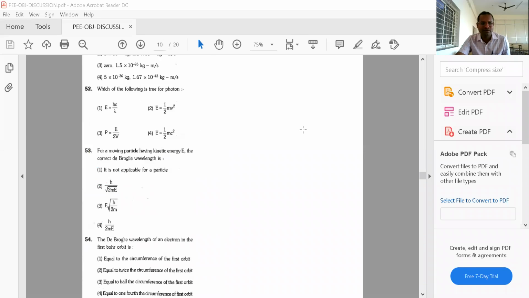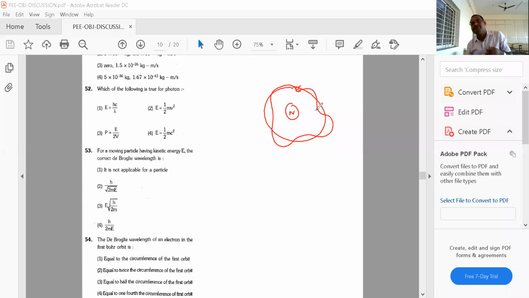Question number 54. They are given the de Broglie wavelength of electron in the first orbit. So we know that according to the de Broglie equation, when an electron is rotating around the nucleus, it will move in the form of a circular orbit.